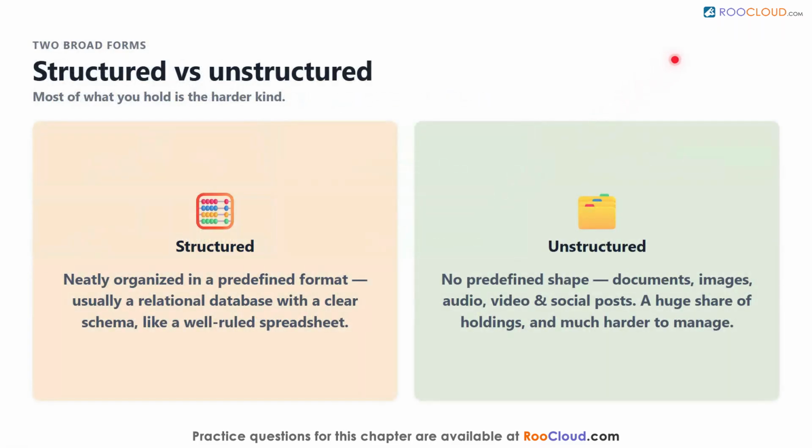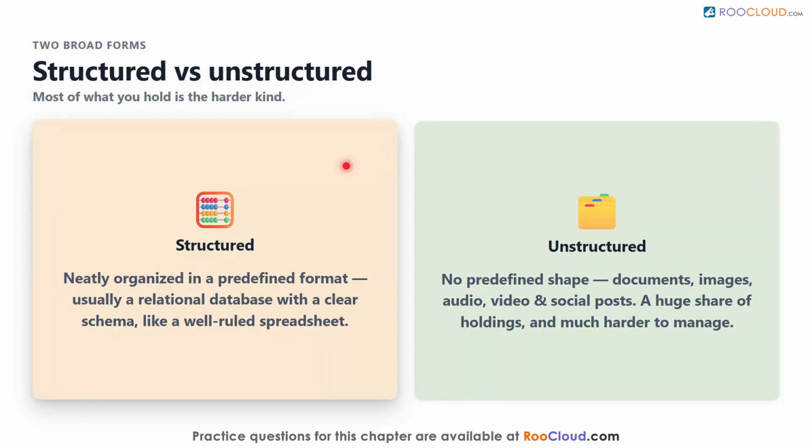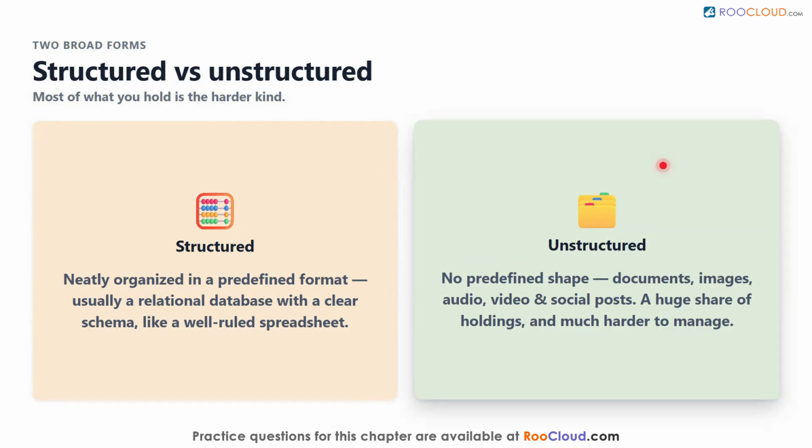That data comes in two broad forms. Structured data is neatly organized in a predefined format, usually in a relational database with a clear schema, like a well-ruled spreadsheet. Unstructured data has no predefined shape, covering things like documents, images, audio, video, and social posts, and it makes up a huge share of what organizations hold, but is much harder to manage.